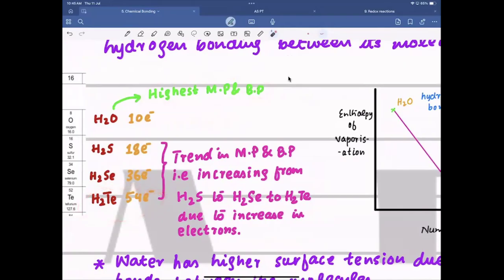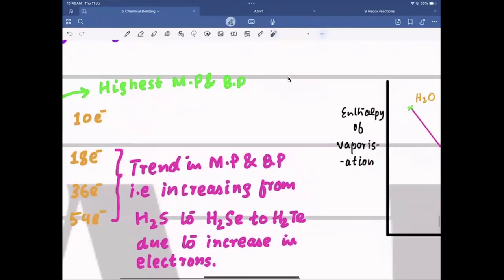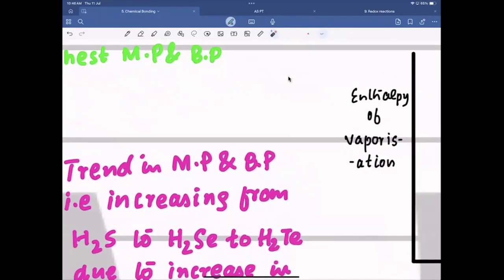And the trend, the factors which we discussed, we are going to observe in these three only, because these three have a permanent dipole-dipole force, the same intermolecular force of attraction, and the number of electrons is increasing. In the same way, what do you understand by the term enthalpy change of vaporization, or enthalpy of vaporization? What do you understand by this term?